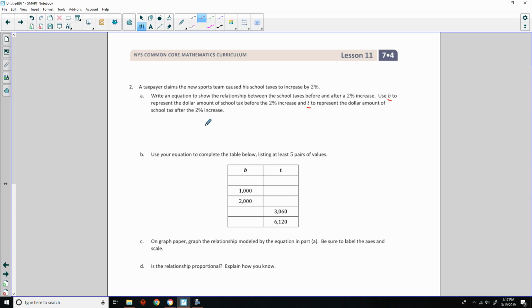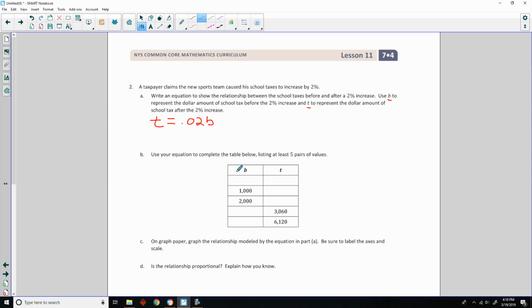Okay, so what are we trying to find? Write an equation to show the relationship between the school taxes T before and after a 2% increase. So T will be the dollar amount of school taxes after, and B will be before. So T will equal 0.02 times the before price.